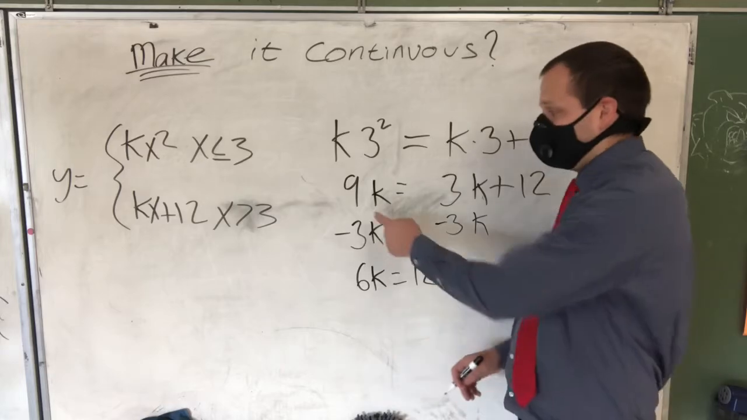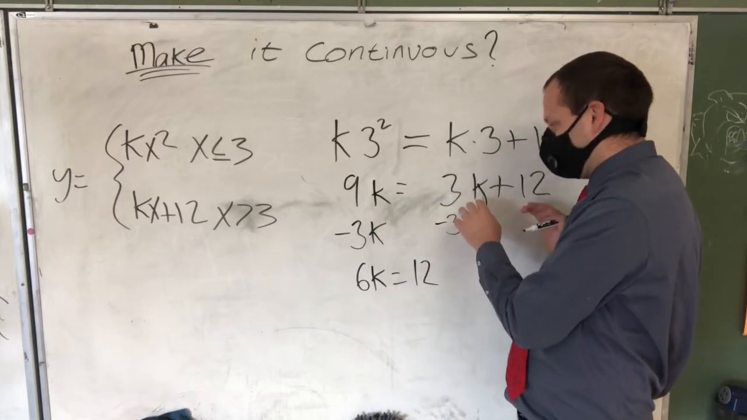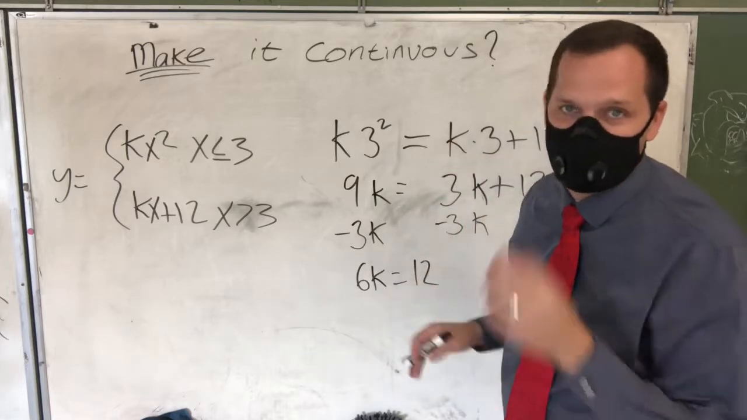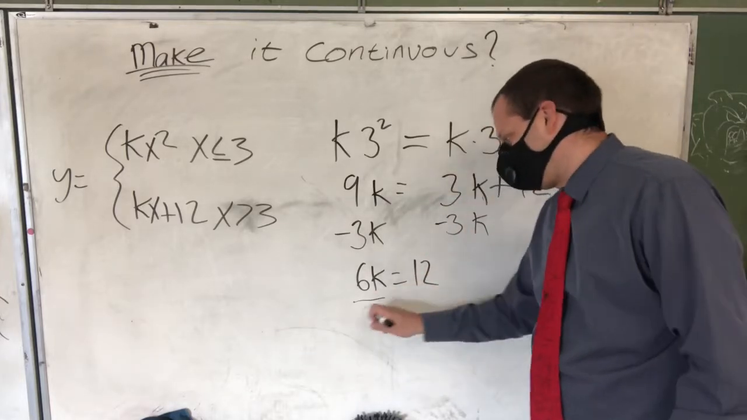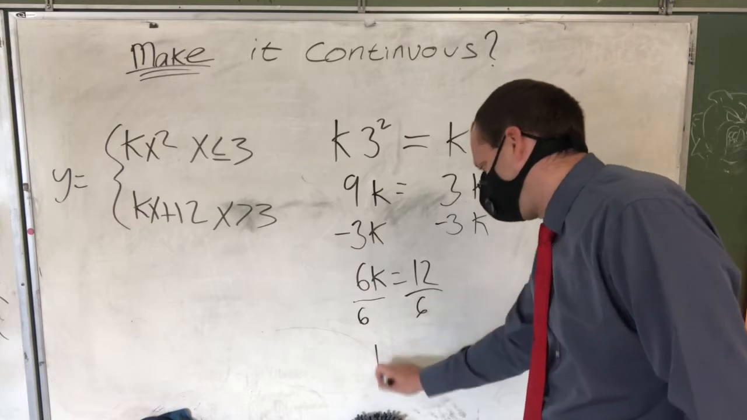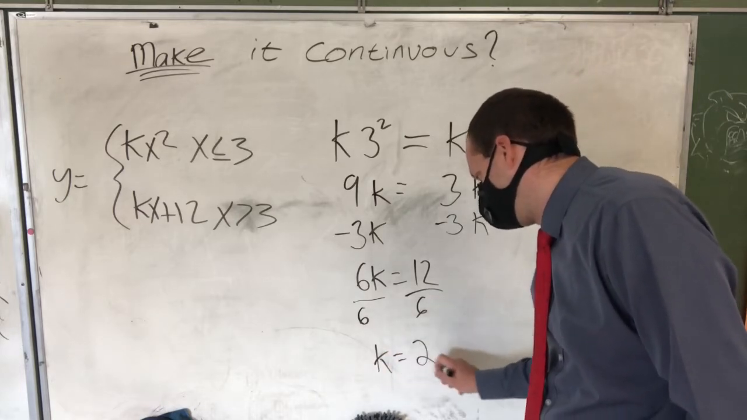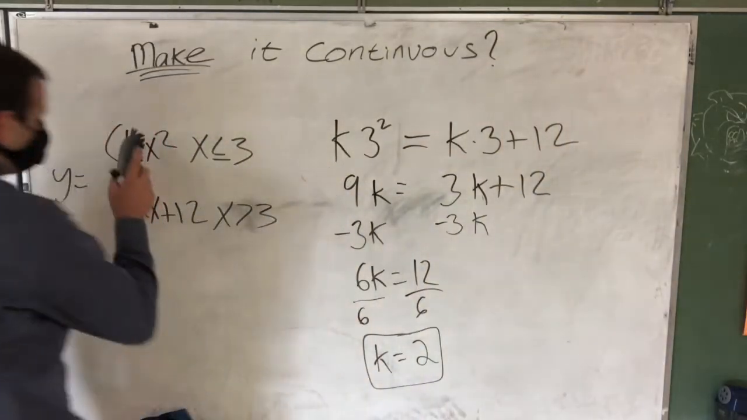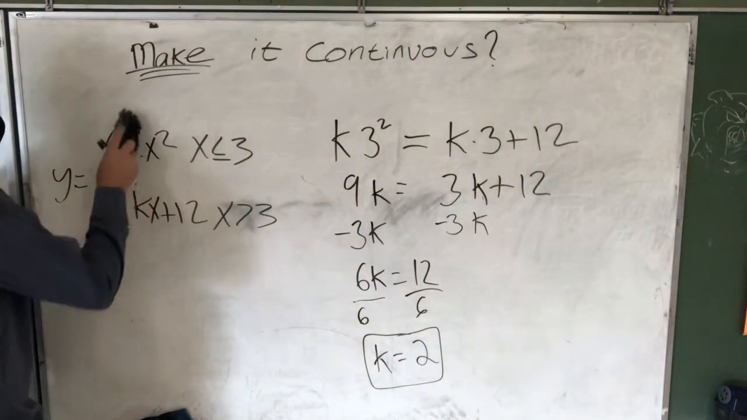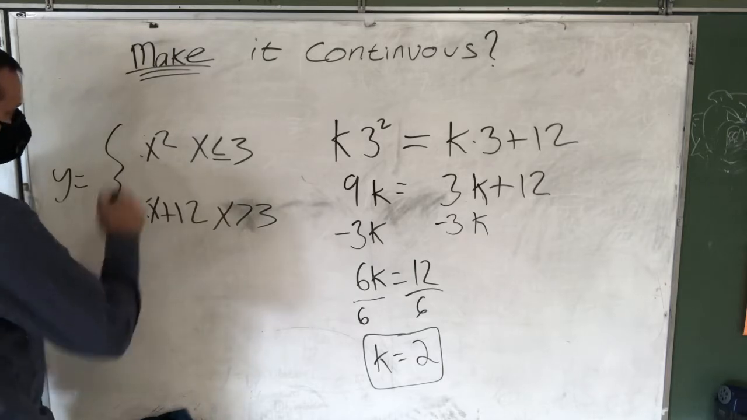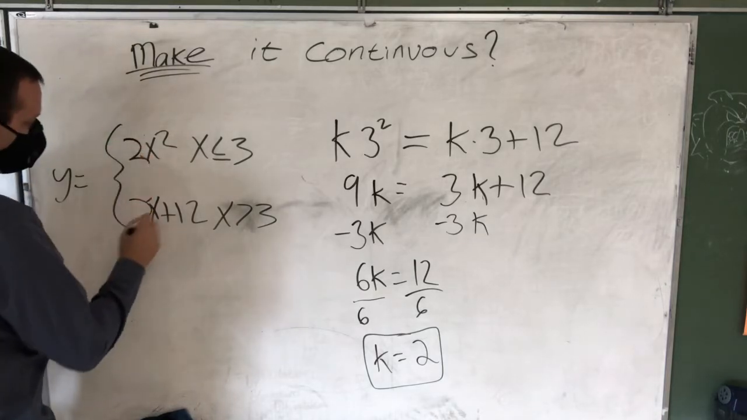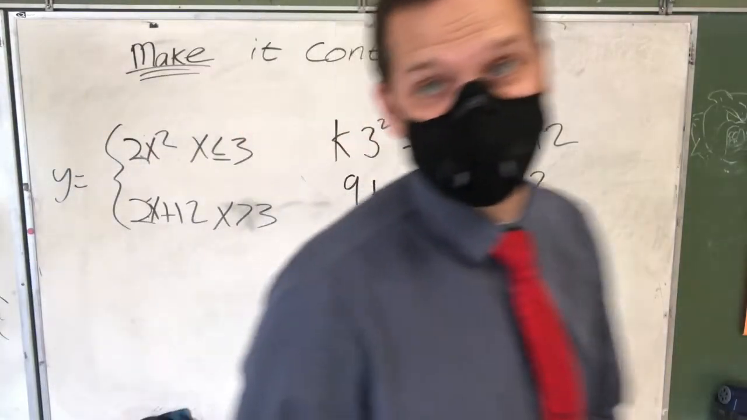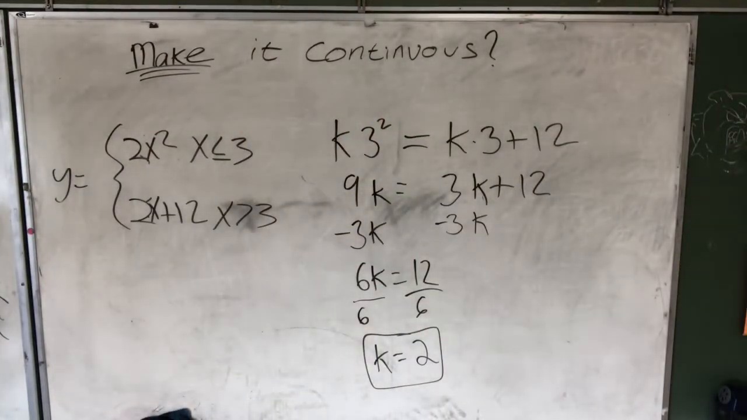Now guys, you could have also taken the 9k and moved it over here. Then you have everything over on this side, then you'd subtract the 12 from both sides. It doesn't matter, it all works out the same. Divide by 6, it gives me k equals 2. So, when k equals 2, this becomes a continuous function. If it is anything other than 2, it is not continuous. Okay? It is not continuous if it is anything other than 2.